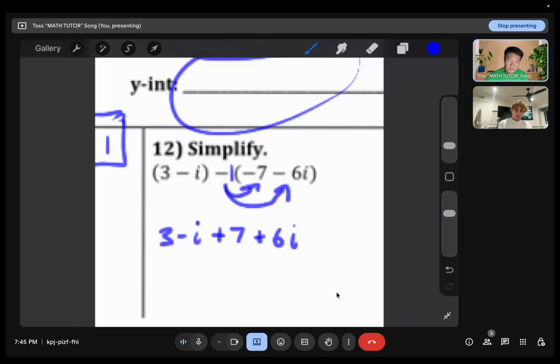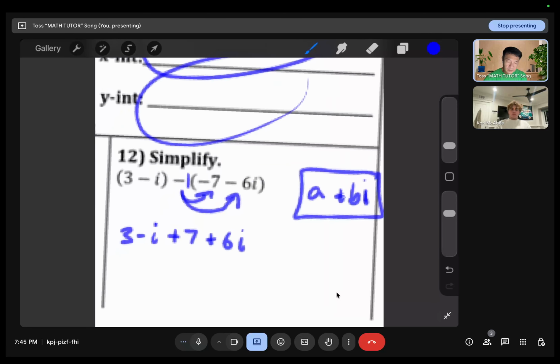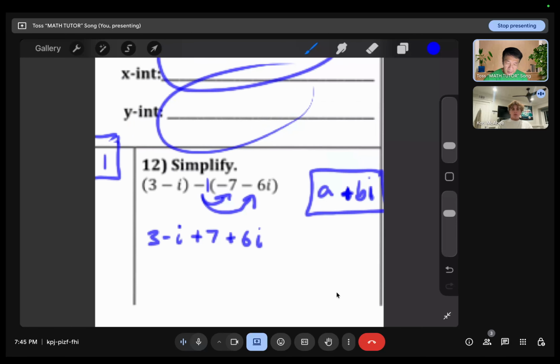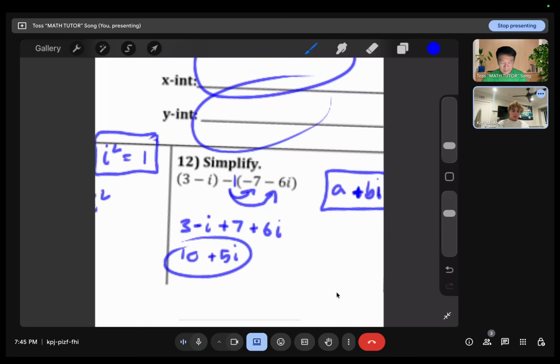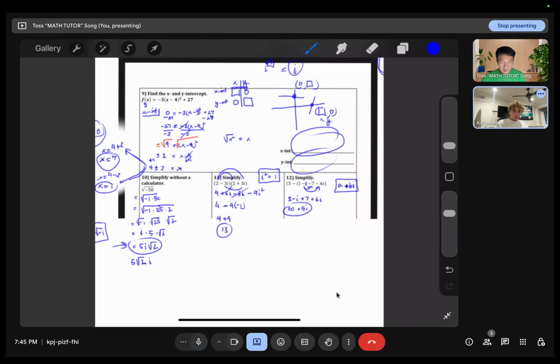So I think you may have recalled your teacher wants you to write a plus bi, the complex form, like that. So you want to write the number part first and then the i part after. The number part will be 10 because 3 plus 7. And then the i, a negative i and a 6i, that's a plus 5i. So here is the final answer. You okay with that? Yep.